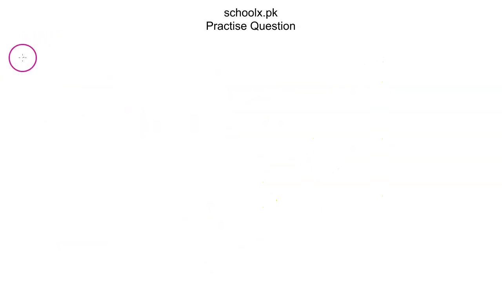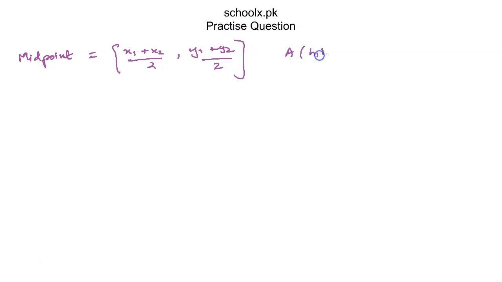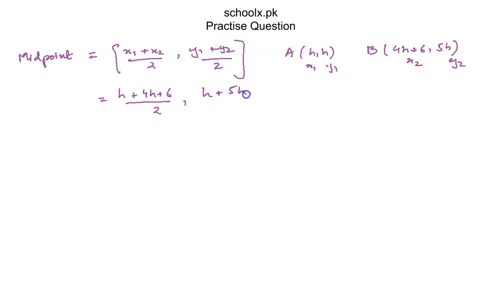So the midpoint equals ((x1 + x2)/2, (y1 + y2)/2), and we're finding the midpoint of AB, so we'll use the coordinates of A and B. A was (h, h), and B is (4h + 6, 5h). So the midpoint will become ((h + 4h + 6)/2, (h + 5h)/2). So the x coordinate is (5h + 6)/2, and the y coordinate is 6h/2.